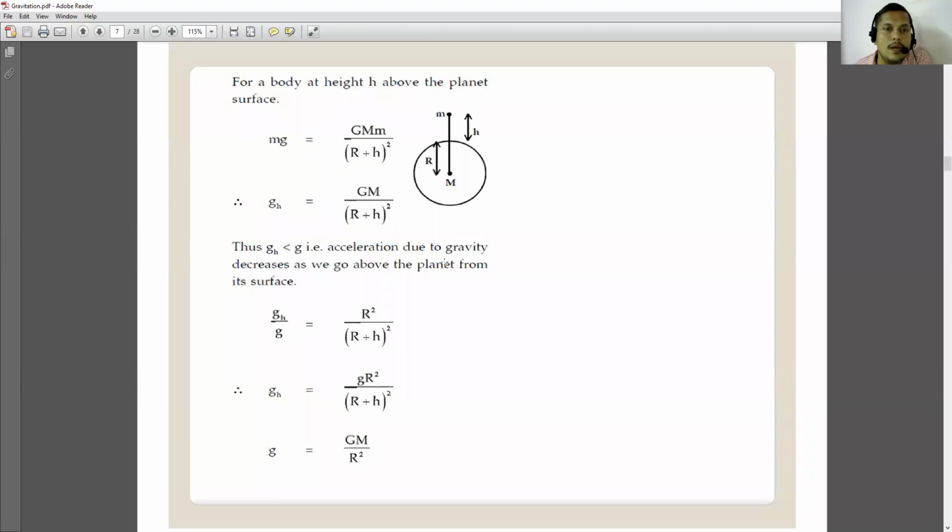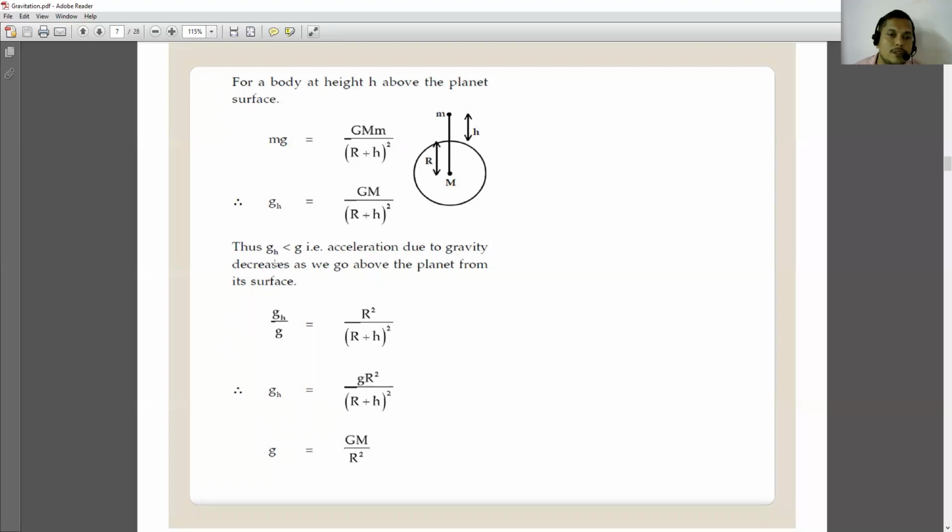Now for a body at height h above the planet's surface, how can we write it? We have to consider the additional height of that particular body above the planet's surface when we are considering acceleration due to gravity related to the Earth's surface or poles and equators. So it is mg which is equal to GMm upon, instead of r square now, we are adding this height, r plus h, whole square. So it becomes g_h, that is acceleration due to gravity at that height, is GM upon (r plus h) whole square.